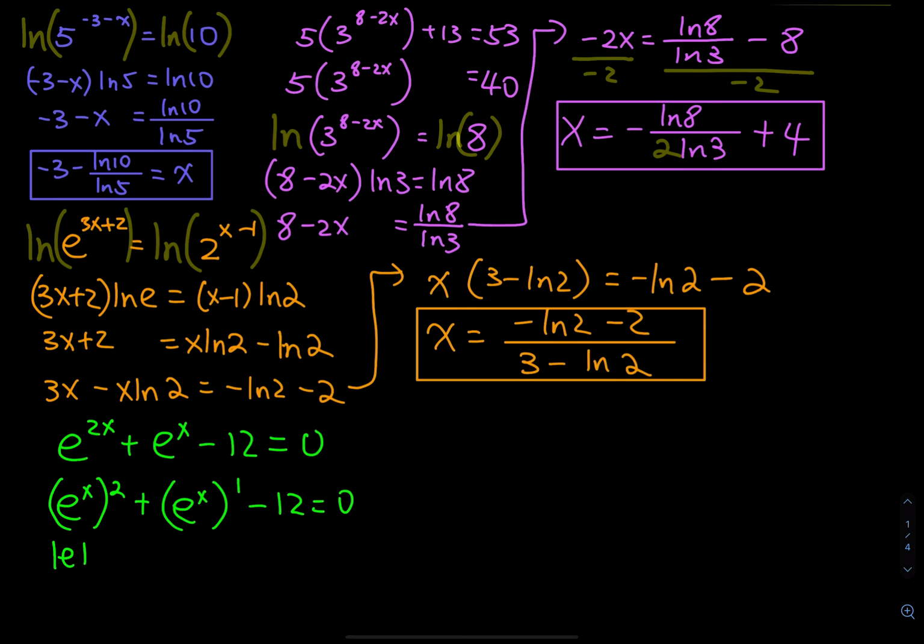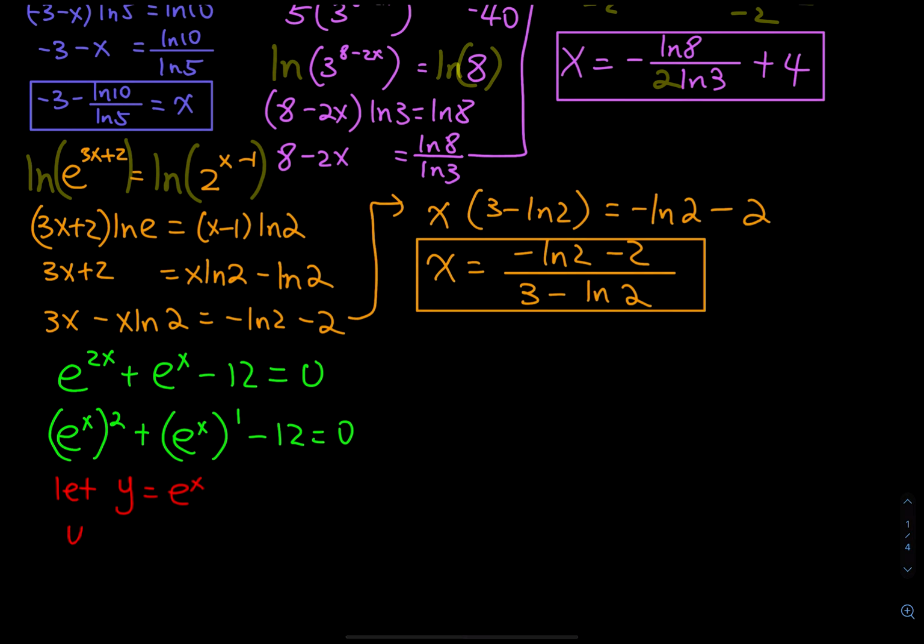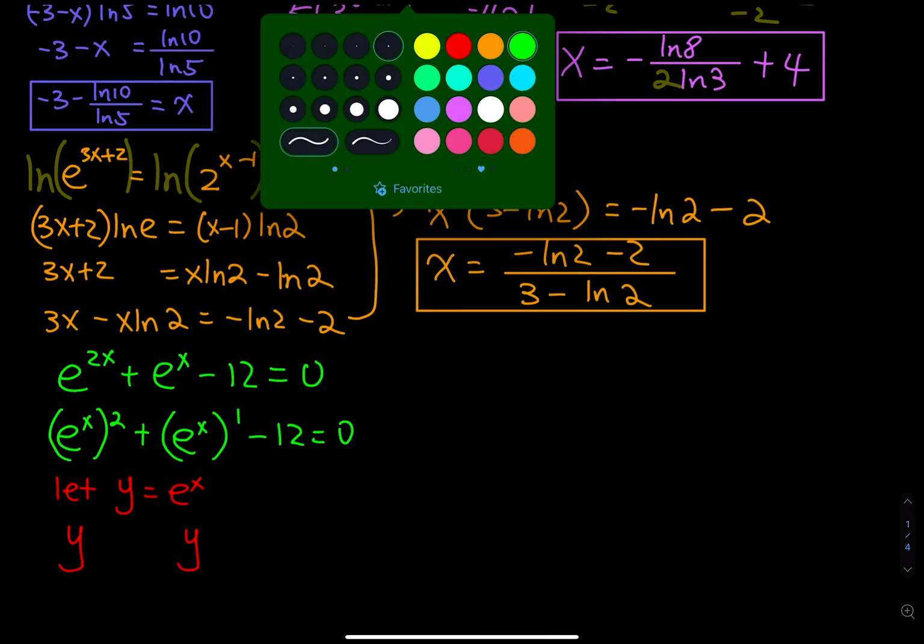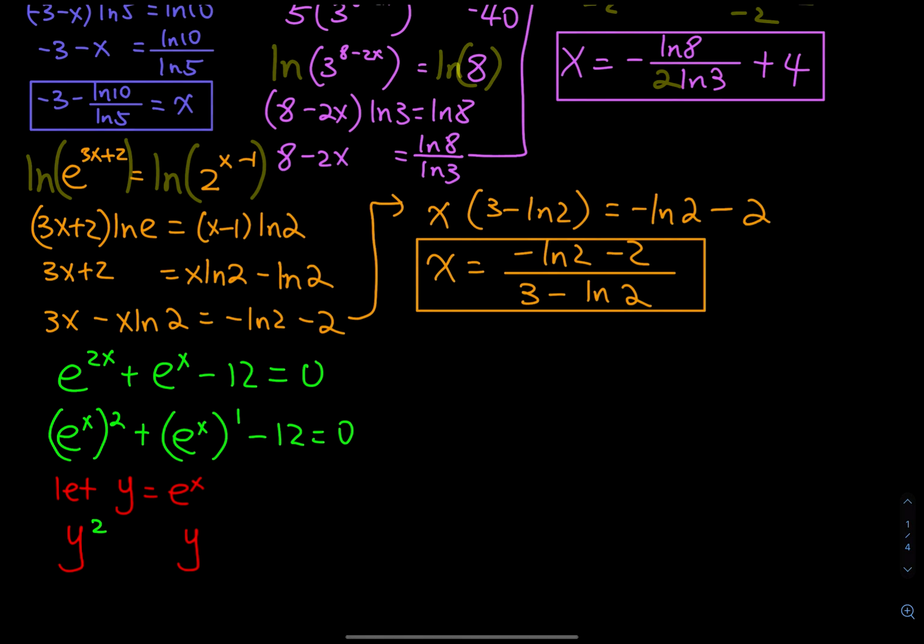And then I am going to let y, you know what? It looks way better if I do this in a different color. I'm going to let y equal e to the x. Now, do we agree that this becomes y squared plus y minus 12 equals 0? Then that becomes a quadratic equation.